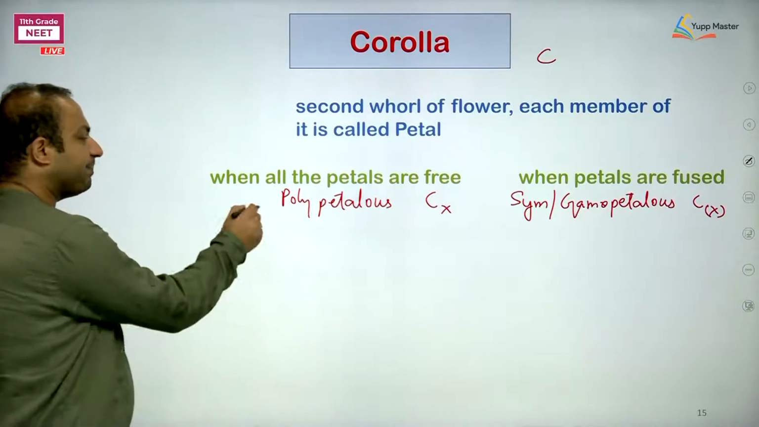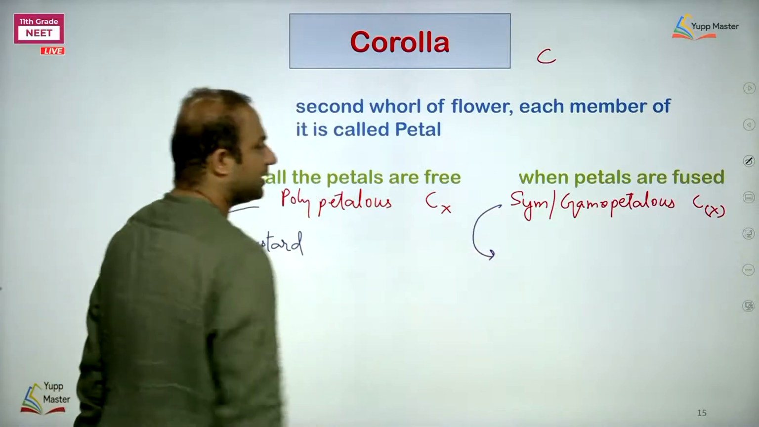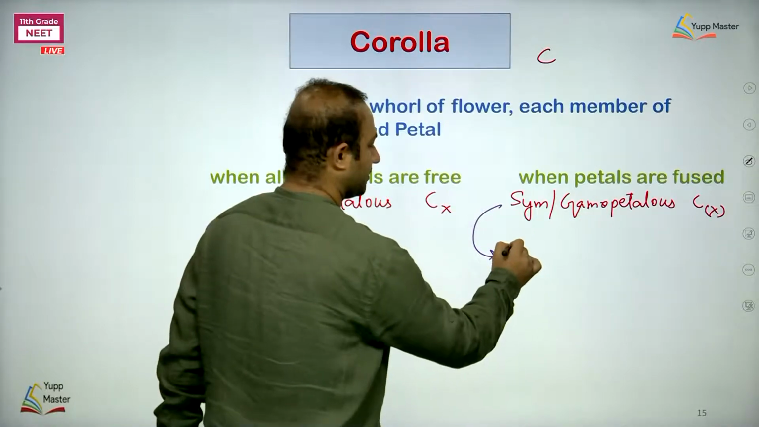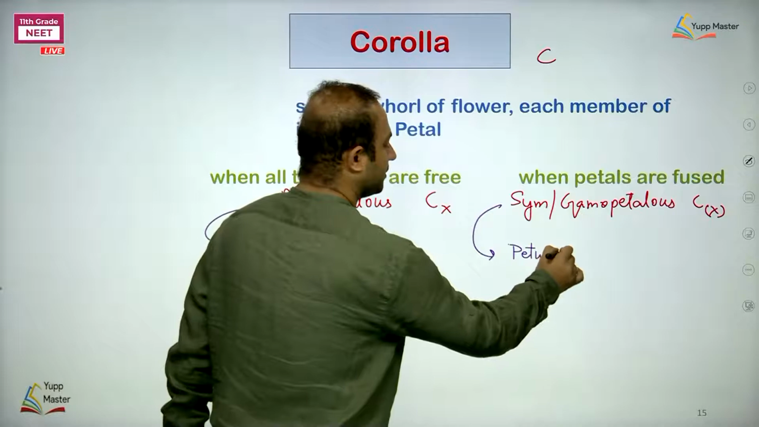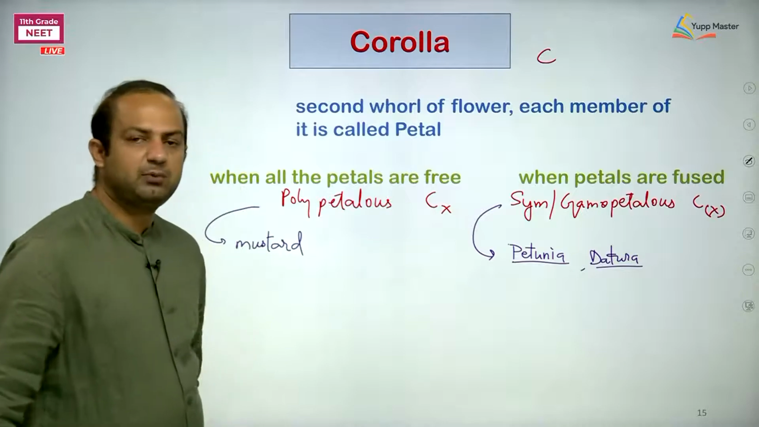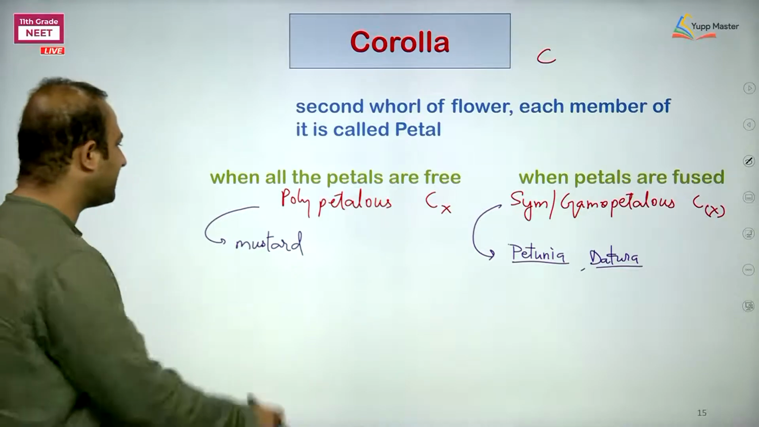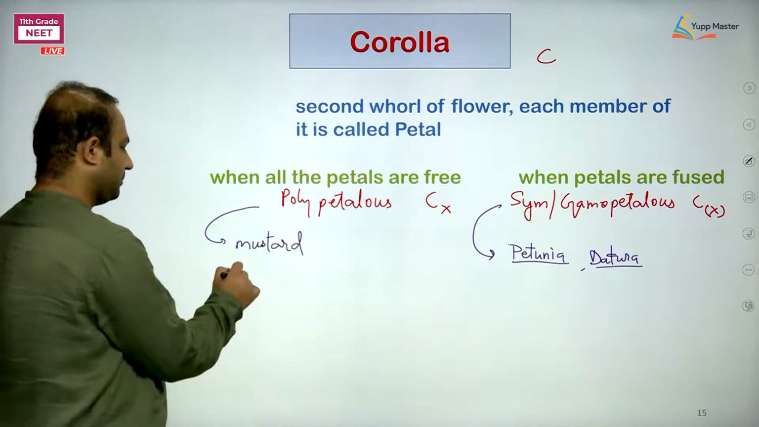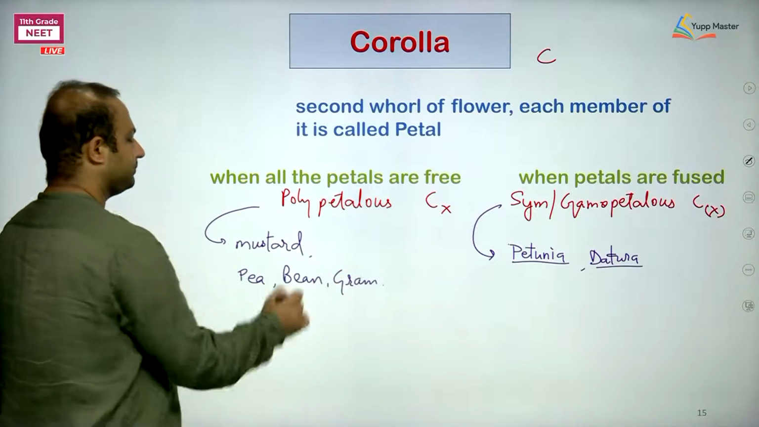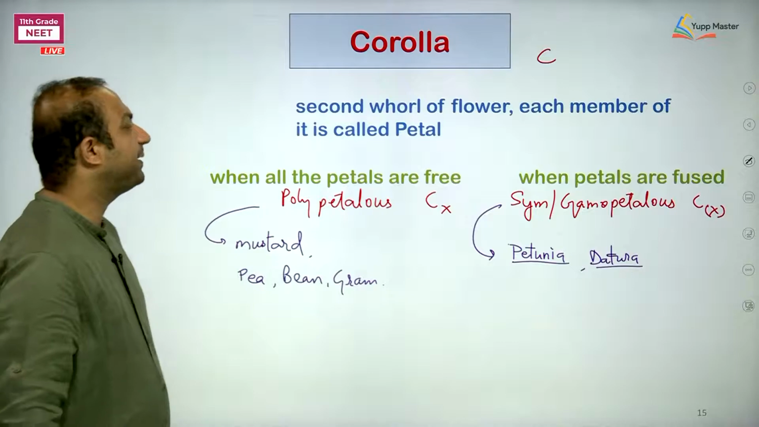For polypetalous condition, we have the example like mustard. Then for gamopetalous, we have the examples petunia, datura, belonging to the same family. Family of brinjal, family of tomato, potato, the same. They are gamopetalous. Petals are fused. Another example where petals are free, pea, bean, gram. Okay, so these are the things that we are telling about corolla here, means the petals.